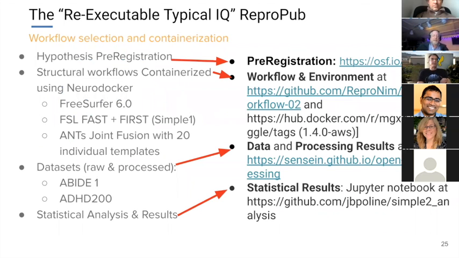So this example sort of fits the ReproPub concept, in that there is a place where you can go to see all of our pre-registered hypotheses. There is a set of containers that you can go to that will run these workflows. There are annotated raw data sets and processing results at particular target locations. There is the statistical analysis version controlled and present and linkable to, that can regenerate these results from the source data.